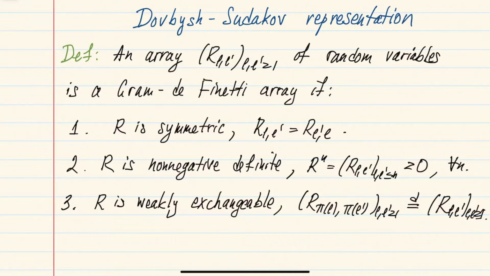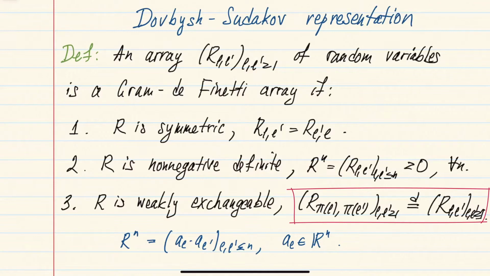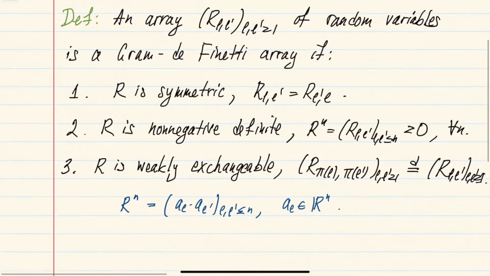Of course, the name gram-definite comes from the fact that any finite size block can be written as a gram matrix of scalar products of some vectors in Rn. And definite just refers to this weak exchangeability. Now let's start with a couple of examples of such arrays.